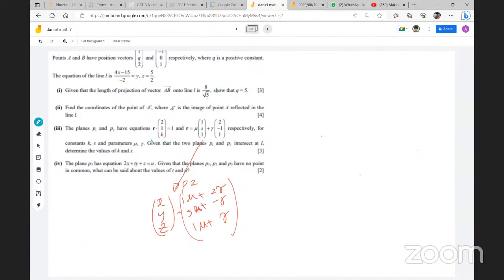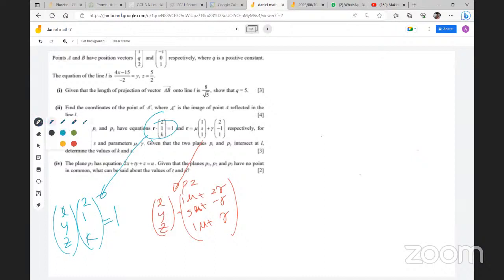Okay. So this one. X, Y, Z. 1K equals to 1, right? Okay, so do this for me first, yeah. Since this is your XYZ of plane 2, Ken, let me just confirm that that's okay.